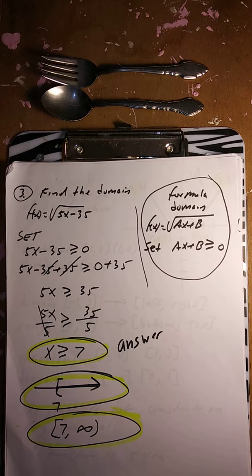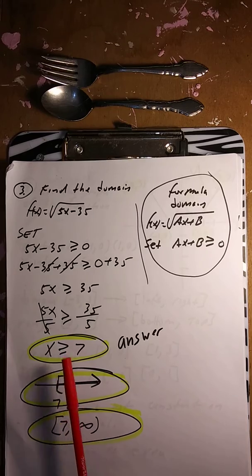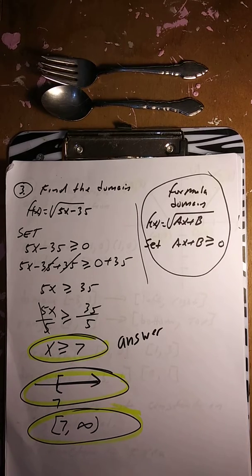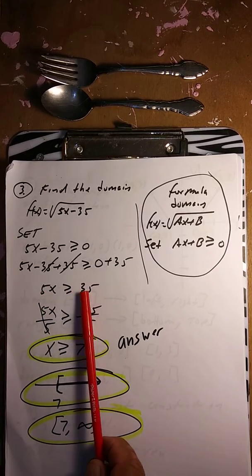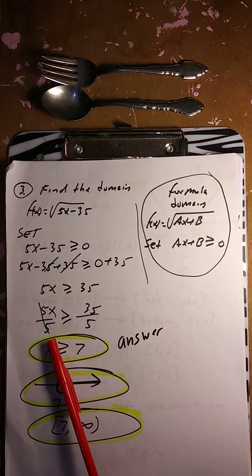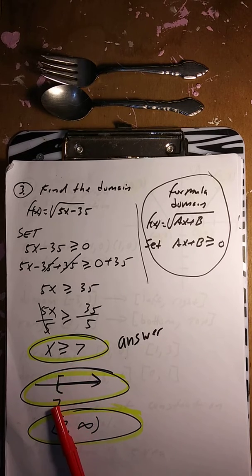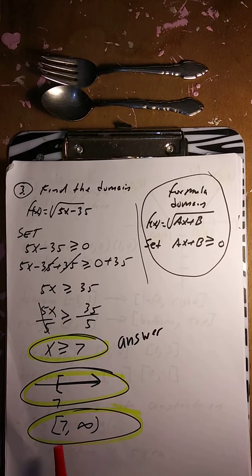Find the domain of this radical function. Domain of a radical function is generic ax plus b. You have to set that greater than or equal to 0. So put it over here, 5x minus 35 greater than or equal to 0. Add 35 to both sides. And then what happens? Then you have 5x is greater than or equal to 35. Divide by 5, divide by 5. It's a positive 5. The inequality sign stays the same. X is greater than or equal to 7. Include the 7 going this way, or from 7 to infinity.